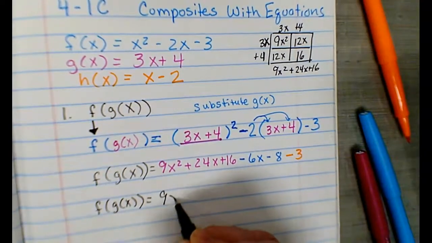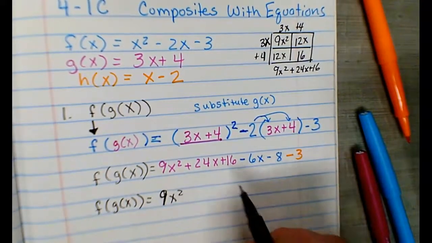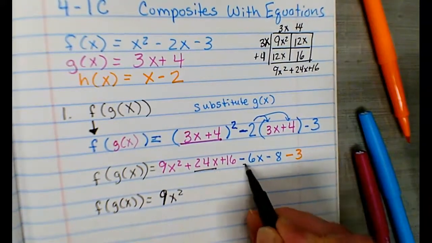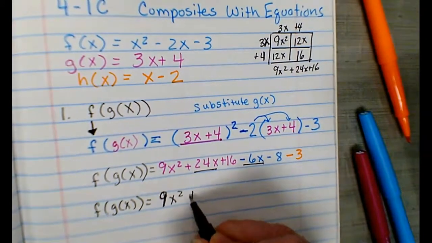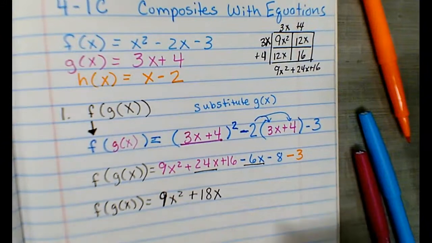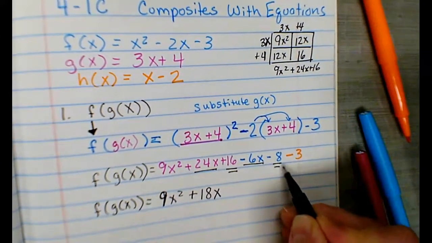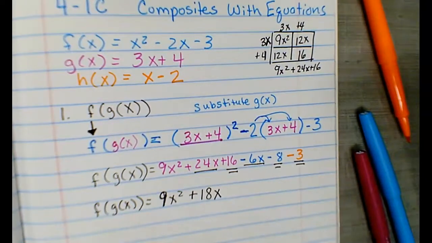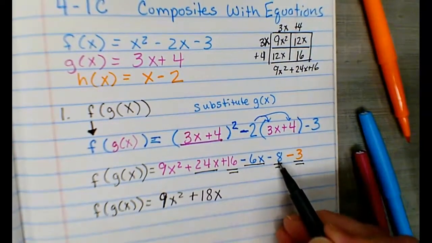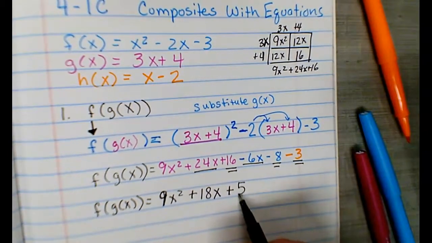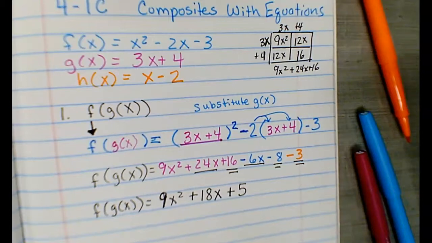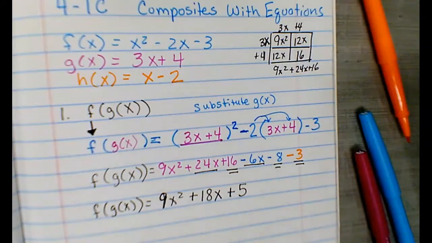So this would be 9x squared. This one and this one are like terms. 24 minus 6. And then this one and this one and this one are like terms. 16 subtract 8, subtract 3. I am not going to be able to get a final number. This is going to have an answer that is an expression.